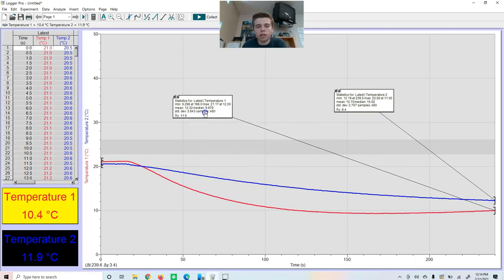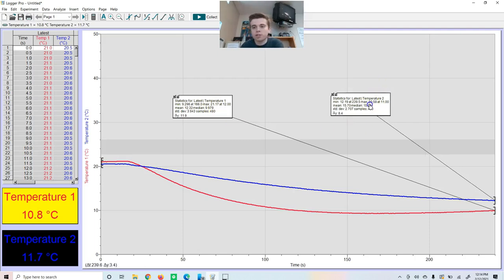So for temperature 1, if you can see this hopefully in the video, temperature 1, which represents our hexane, had a minimum temperature of 9.296, which you can just record as 9.30. So that's going to be T2, because T2 is our minimum temperature. And then we see that our maximum temperature was 21.17.